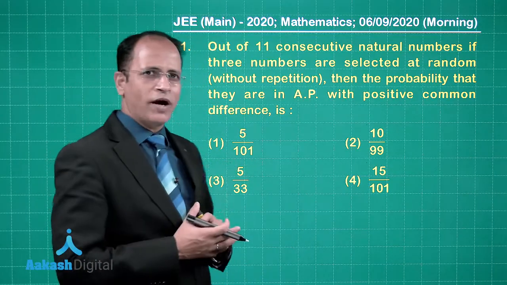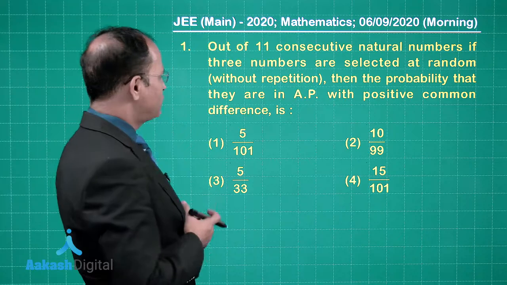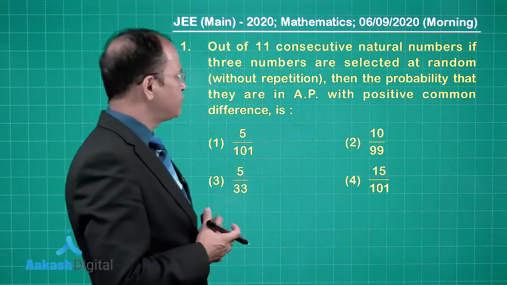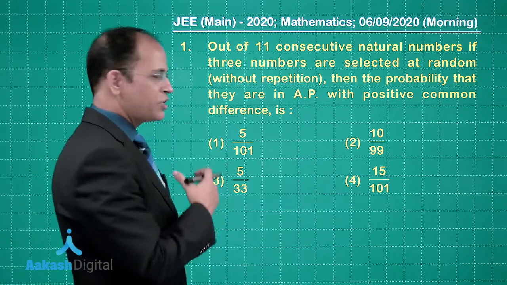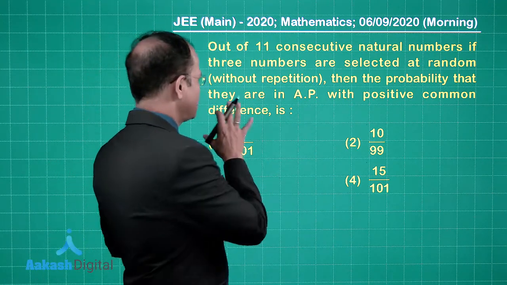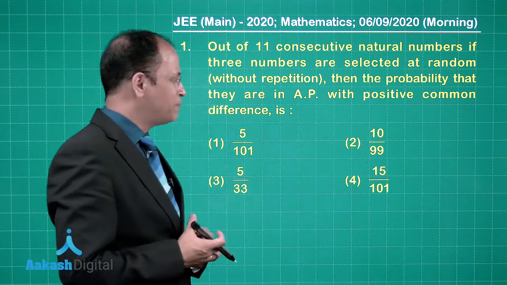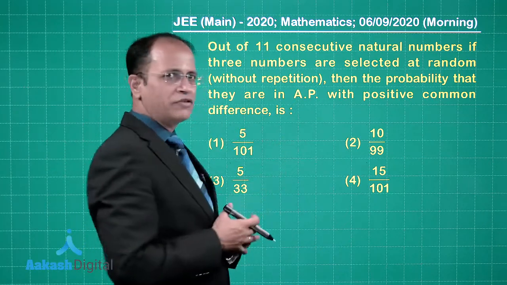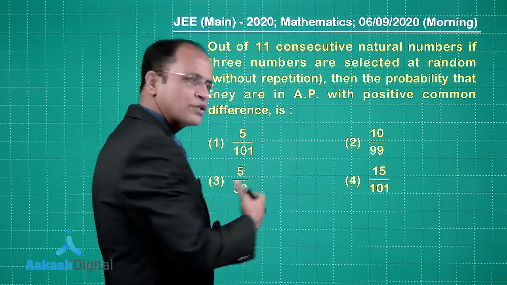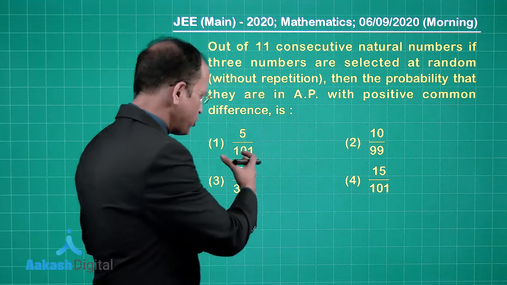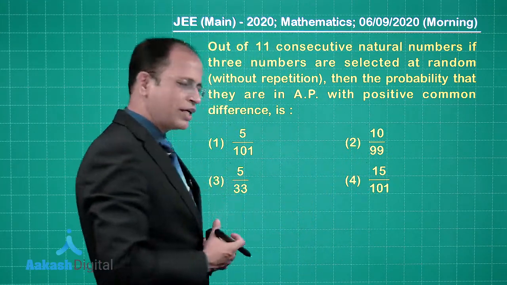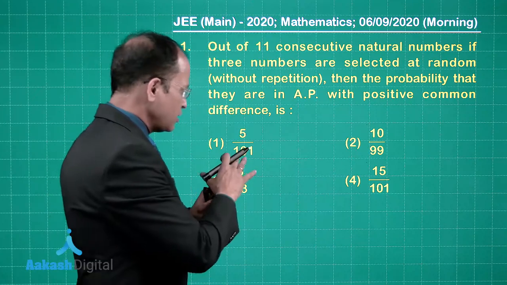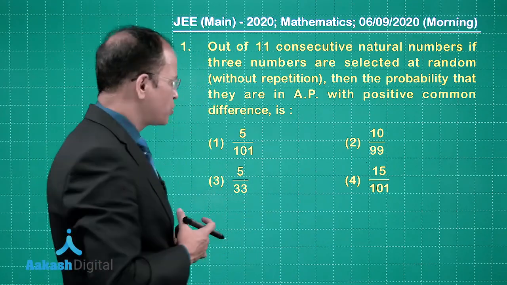If you see the first one, we have been given: out of 11 consecutive natural numbers, if 3 numbers are selected at random without repetition, then the probability that they are in AP with positive common difference is what? So these are the 4 options you have: 5 upon 101, 10 upon 99, then we have 5 upon 33 and 15 upon 101. This is a very simple problem based on probability.